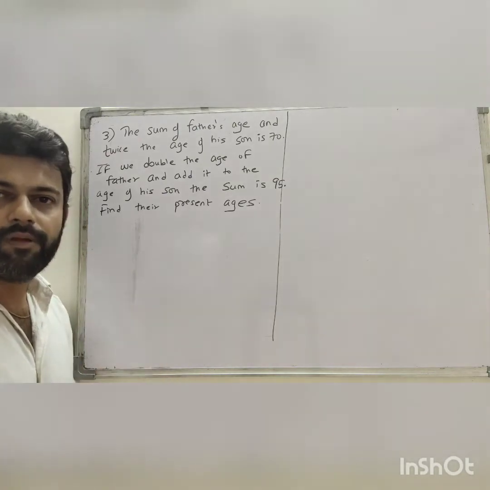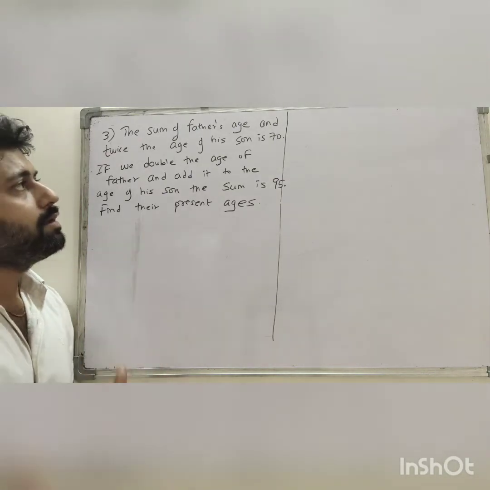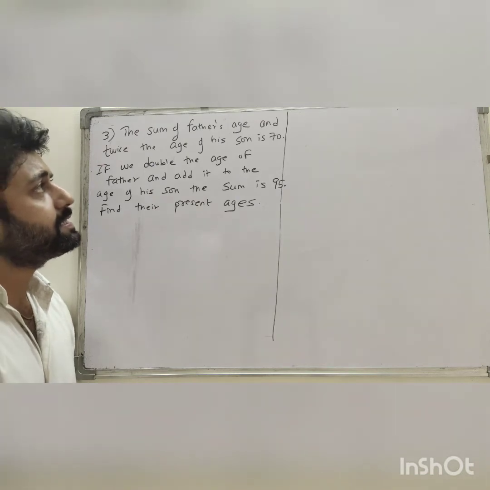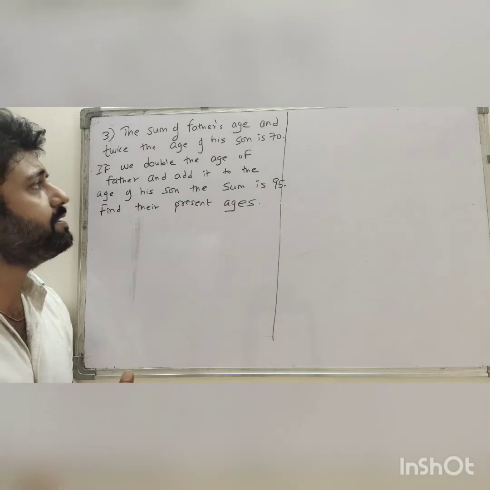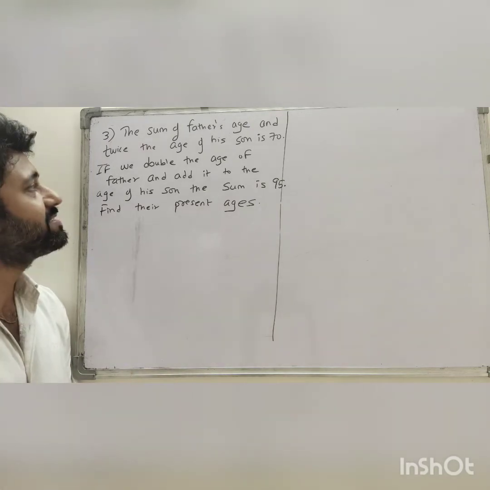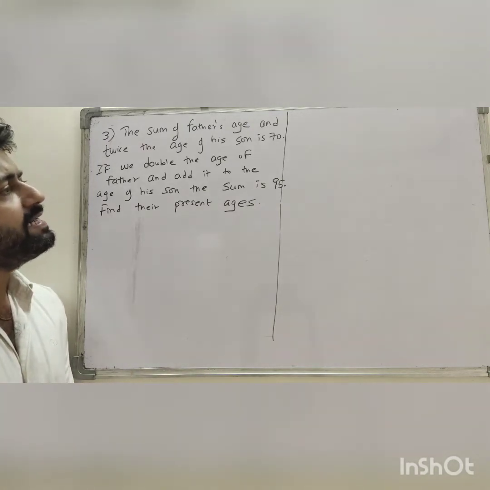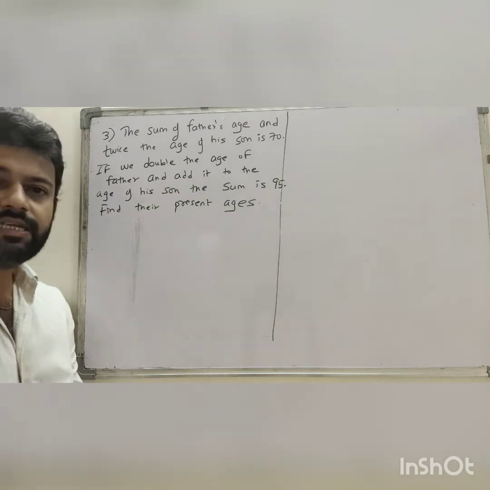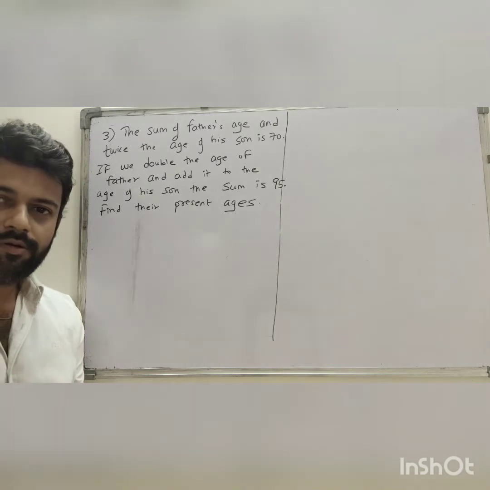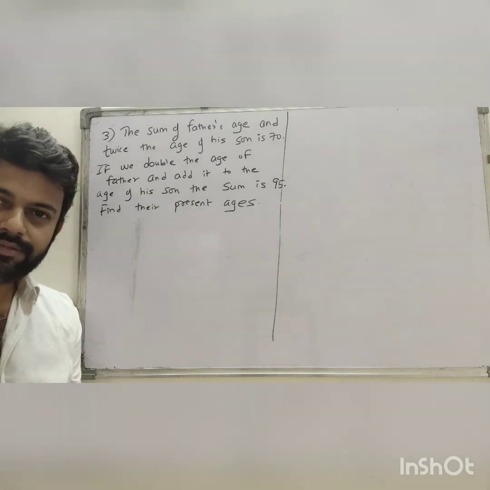The third word problem. It is read as: the sum of father's age and twice the age of his son is 70 years. If we double the age of father and add it to the age of his son, the sum is 95. Find their present ages. The same question you can also see in your textbook.